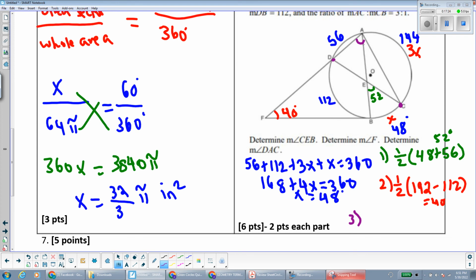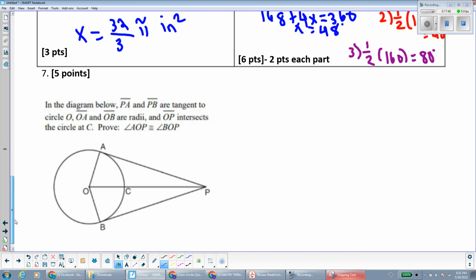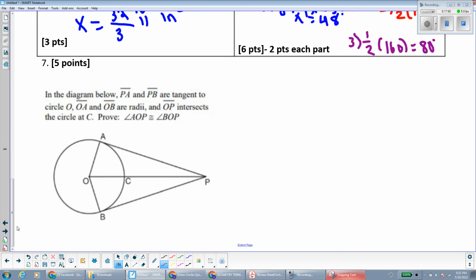We know that inscribed angles are half the measure of their intercepted arcs. So if this is 160, half of that would be 80. And I can write that work down here. Half of 160 equals 80. And there we have it. That's everything that we needed to find. That wasn't so bad. Okay, moving along here to the proof.